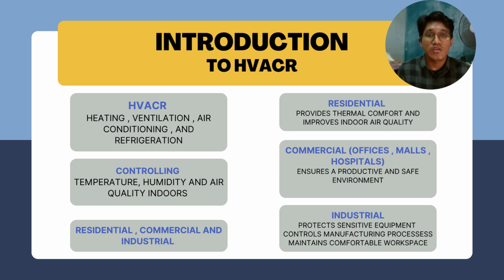An example of an HVAC system that we commonly use is the split type air conditioning that we use at home and in several areas. It consists of two main parts: the indoor unit and the outdoor unit. Today we want to talk about the electrical control circuit in the split type air conditioning system.